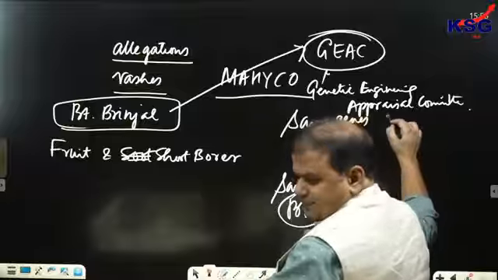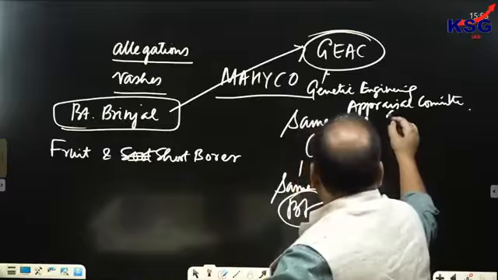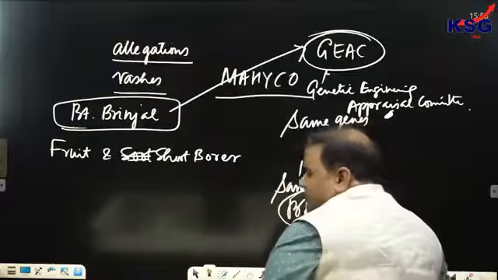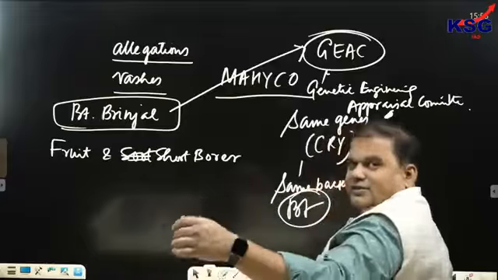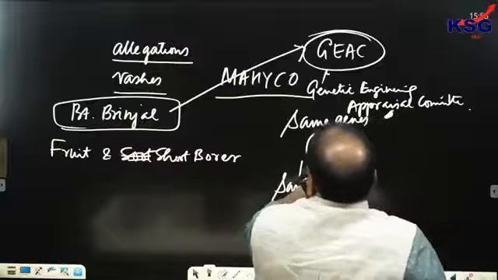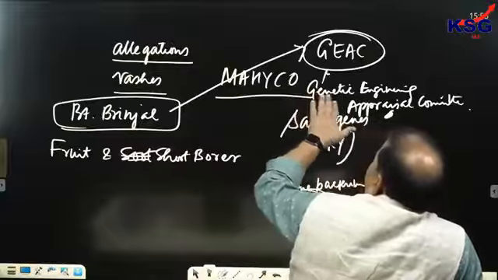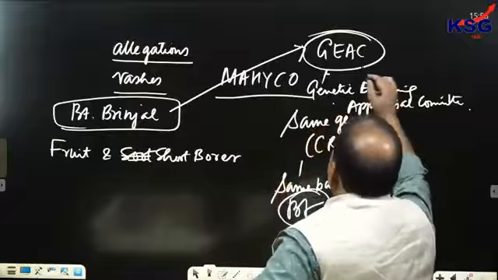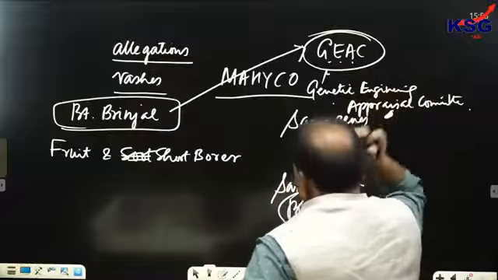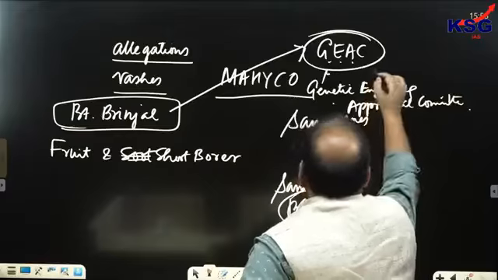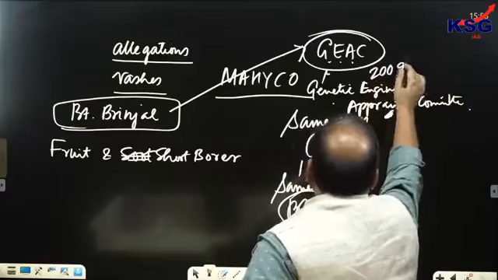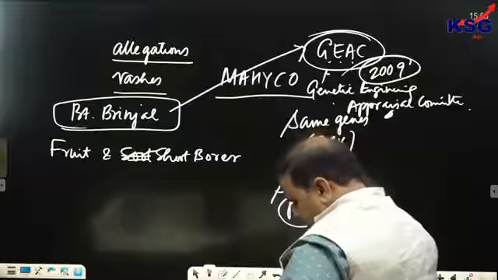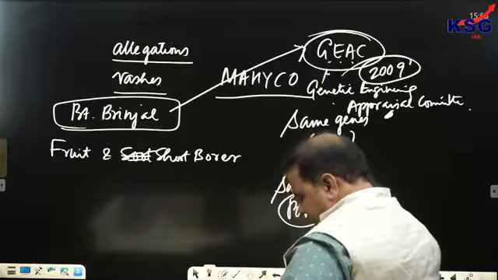We'll complete this. After this, GM mustard would be completed, and then we'll end the class because a lot needs to be studied. Now, this variety was given approval by GEAC, the Genetic Engineering Appraisal Committee, in the year 2009.